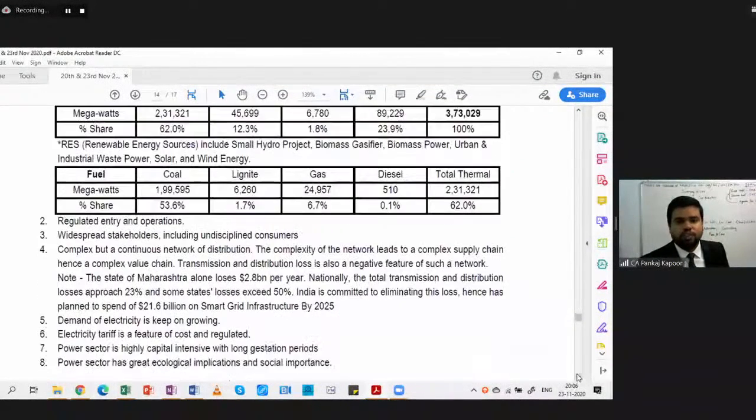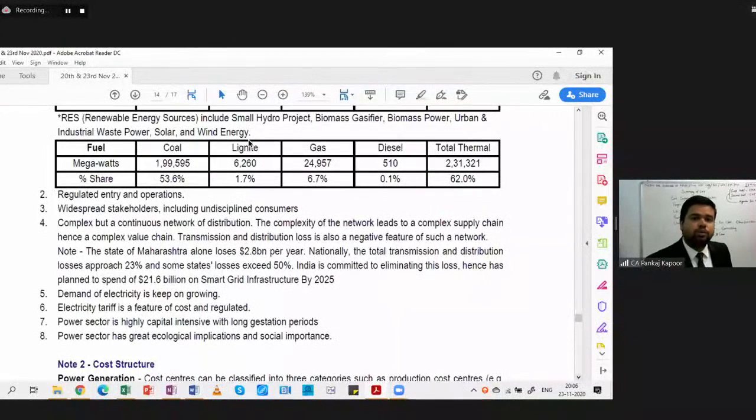Now moving further, the third feature related to the power sector: widespread stakeholders, including the undisciplined consumer. Please understand these two words. Why widespread stakeholders? Because starting from the government till the end consumer who is living in a far-flung village is also part of the stakeholders of energy generation, transmission and distribution in India. So it is a subject of social importance. It is not a subject only of profitable or economic importance.